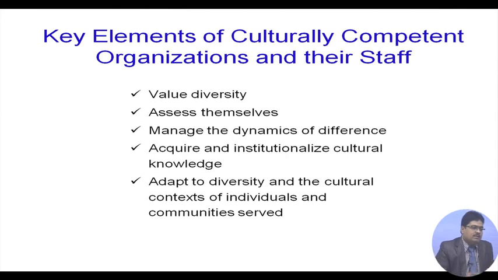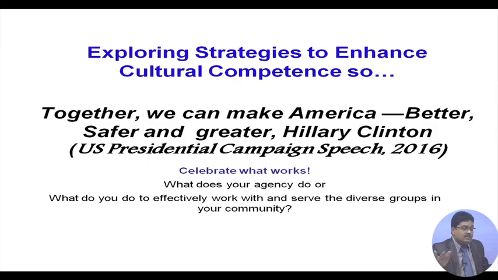So the key elements of cross-cultural competent organizations and their staff are: they value diversity, assess themselves, manage the dynamics of difference, acquire and institutionalize cultural knowledge, and adapt to diversity and the cultural context of individuals and communities served. So for example, I am an Indian, but if I think that learning Japanese will be an added advantage to me, I should embrace it, I should learn it. But if I put a full stop, saying no, it is not going to help me anyway, I will be in trouble when I travel to Japan. So that is how one should embrace other cultures.